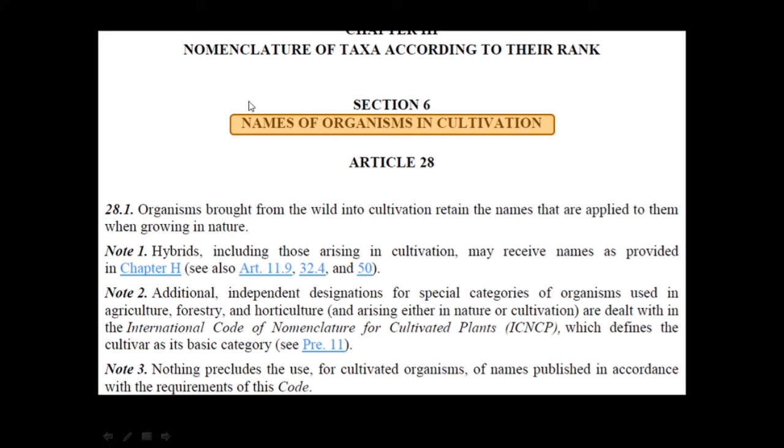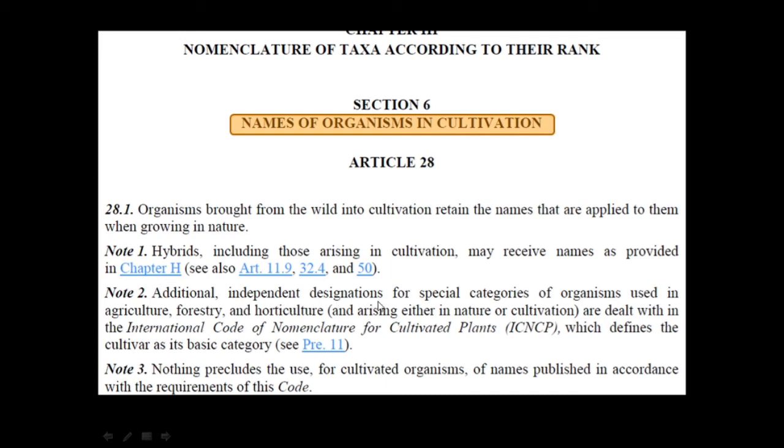Then regarding the naming of organisms in cultivated plants, garden plants, etc. Organisms brought from the wild into cultivation retain the names that are applied to them when growing in nature. That is, naturalized plants are given the old names. Old name means the names in the wild. And regarding the nomenclature of hybrids, including those arising in cultivation, they may receive names as provided in chapter H.